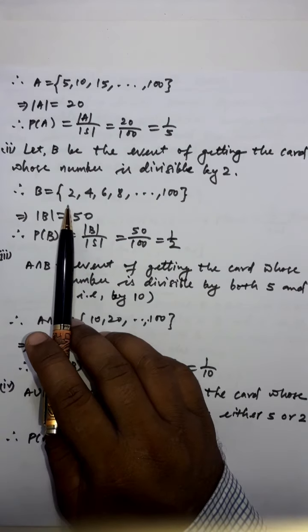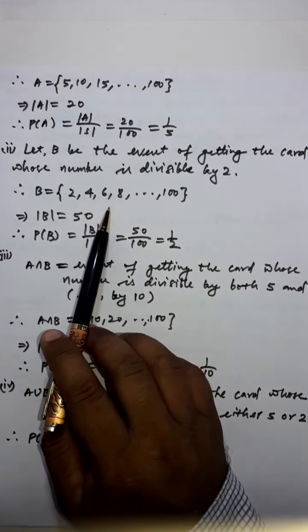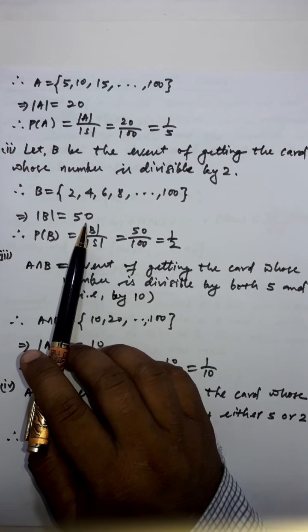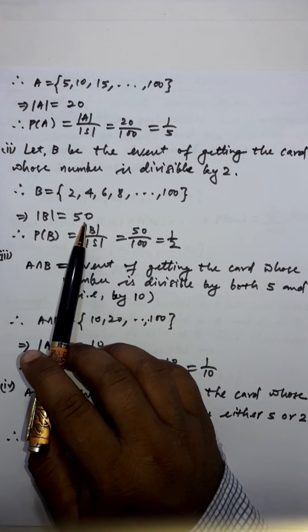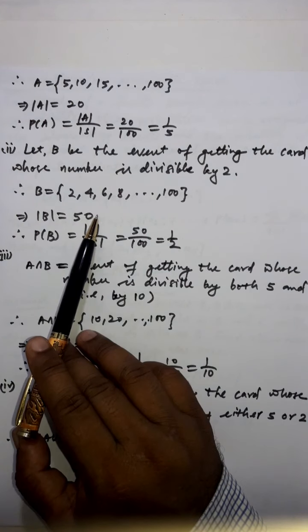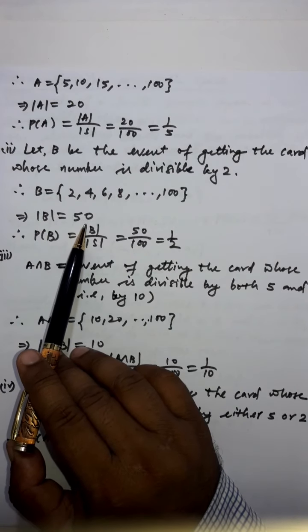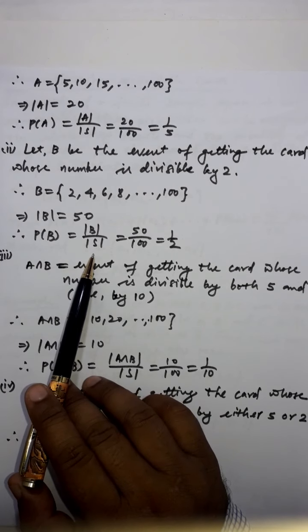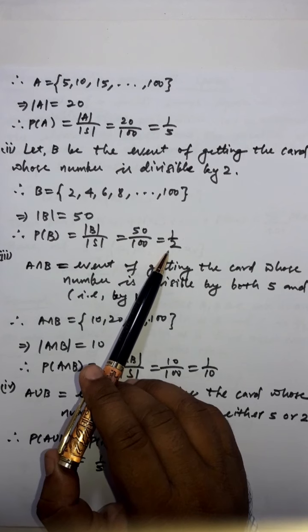And we can see these even numbers between 1 to 100 are 50 in number. There are 50 such numbers which are divisible by 2 between 1 to 100. So the size of B is 50. Now the probability of B is size of B by size of S, which is 50 by 100, that is 1 by 2.